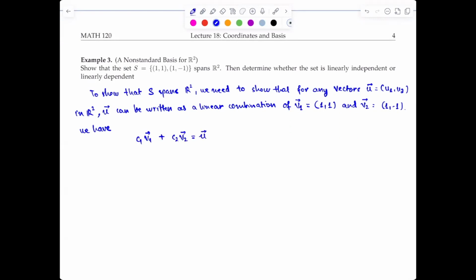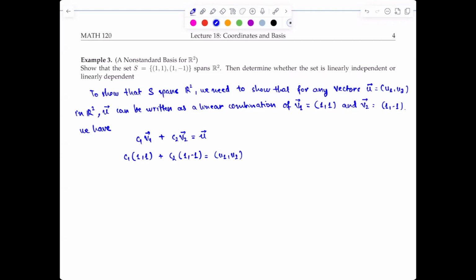So in this case, we need to show that U can be written as a linear combination of V1 and V2. Okay. So V1 is equal to (1, 1), V2 is equal to (1, -1), and U is (U1, U2). From here, you're going to obtain a system of 2 equations because the vector has 2 components, and that's why you have a system of 2 equations.